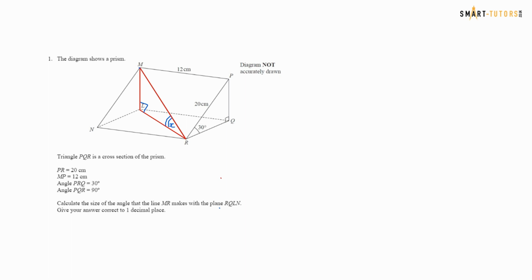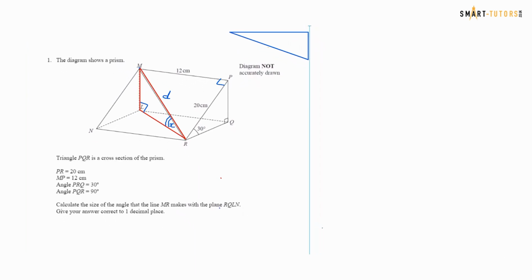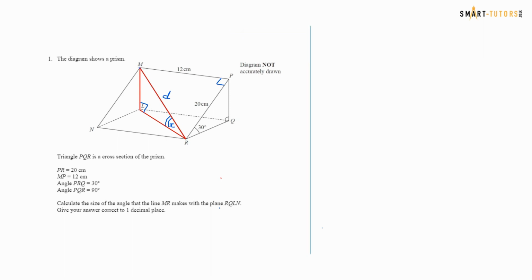In order to find the angle, you need two sides. If you look at this triangle, it is a right angle triangle. I'll mark this side as D. Let me draw the triangle separately, then it's easy to understand. I'm marking this diagram as 12, 20, and D. So basically I just drew the 2D triangle separately. Make sure you understand that.